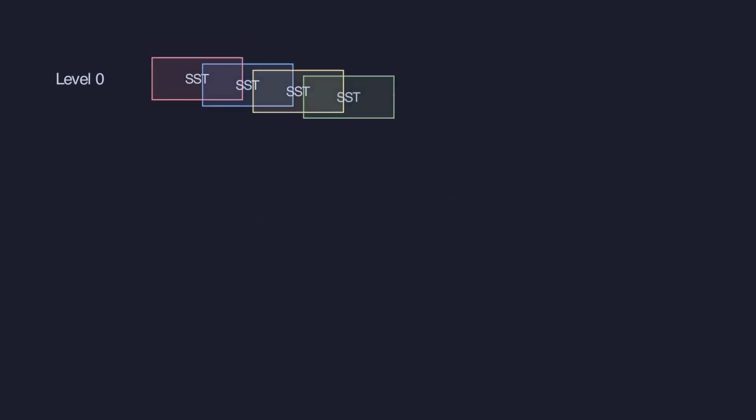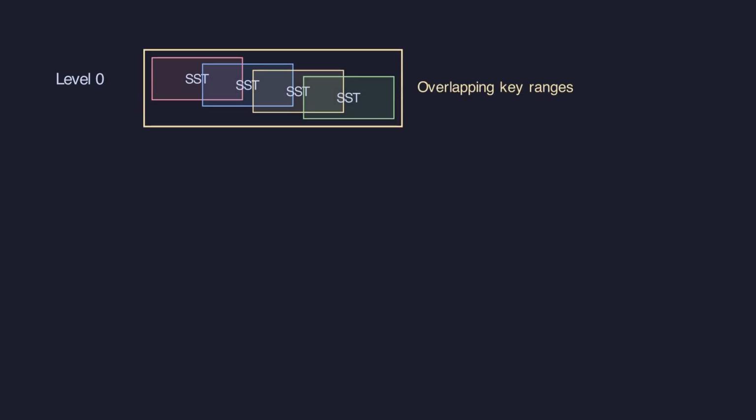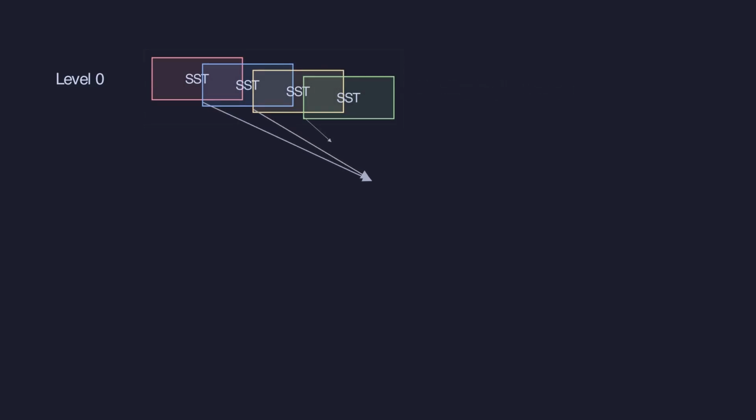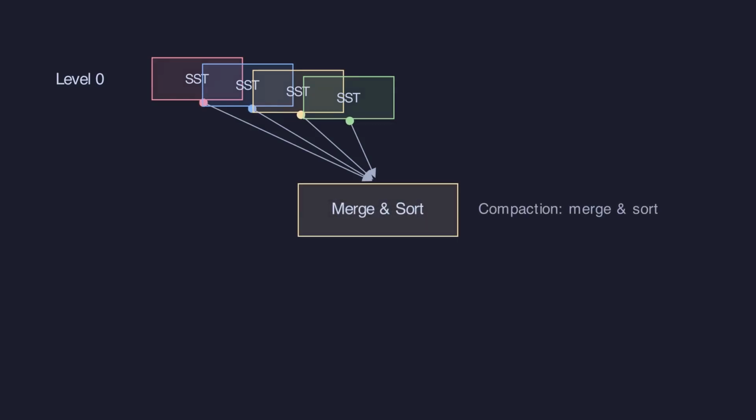Compaction is the main mitigation. It takes overlapping level 0 files, merges them into a single sorted level 1 table, removing old versions. But compaction isn't free. It consumes disk I/O and CPU.